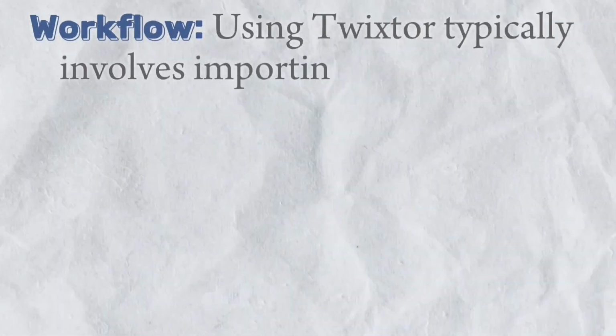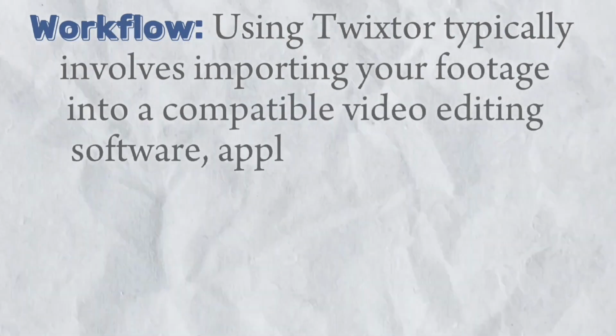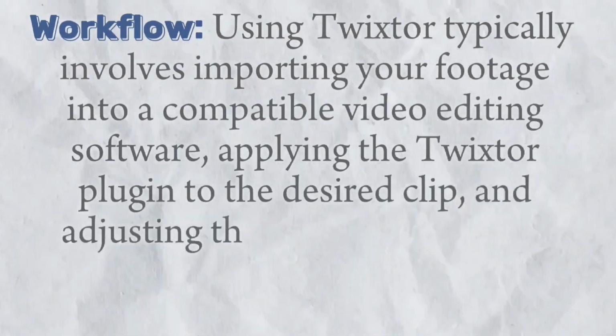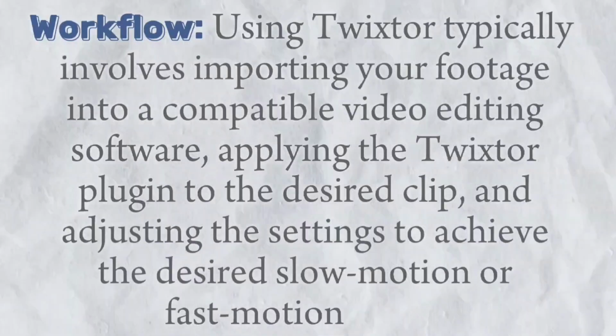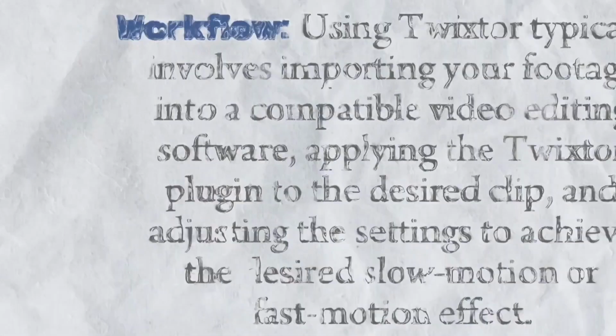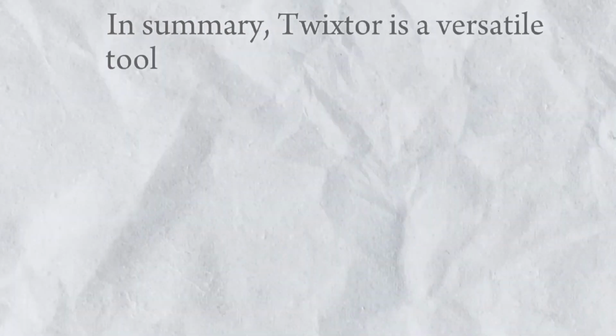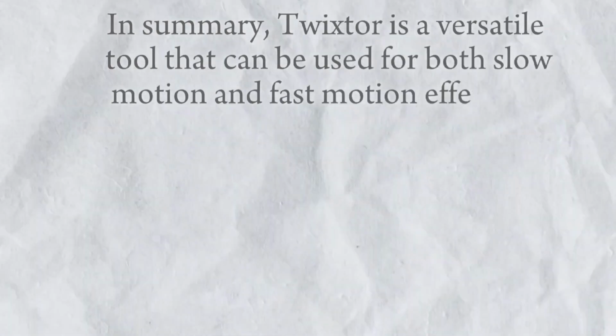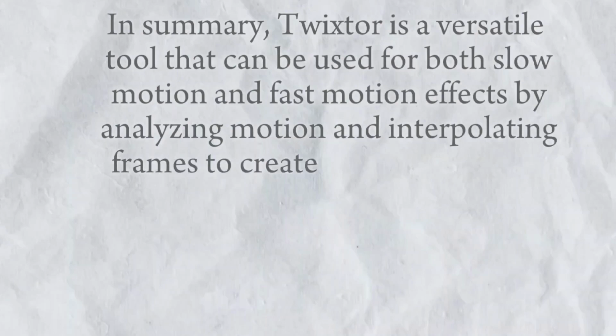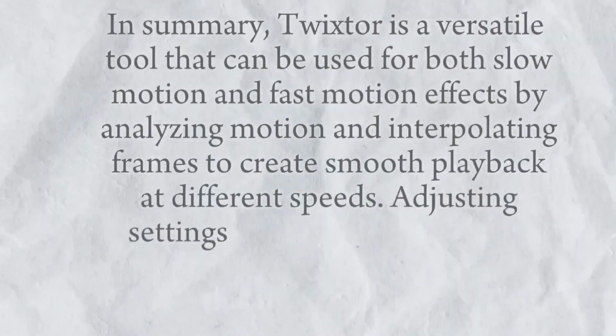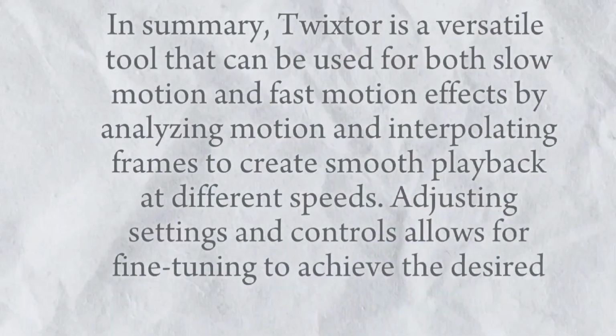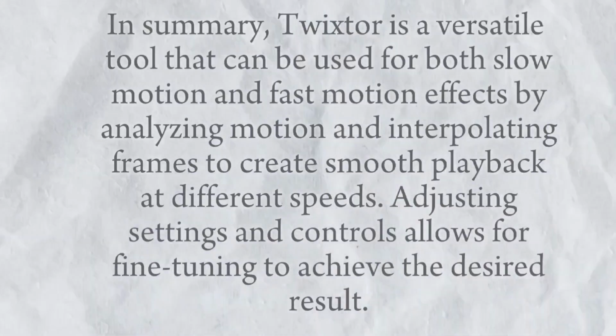Workflow. Using Twixtor typically involves importing your footage into a compatible video editing software, applying the Twixtor plugin to the desired clip, and adjusting the settings to achieve the desired slow motion or fast motion effect. In summary, Twixtor is a versatile tool that can be used for both slow motion and fast motion effects by analyzing motion and interpolating frames to create smooth playback at different speeds. Adjusting speeds and controls allows for fine-tuning to achieve the desired result. I know it sounds boring, we'll get into the interesting parts.